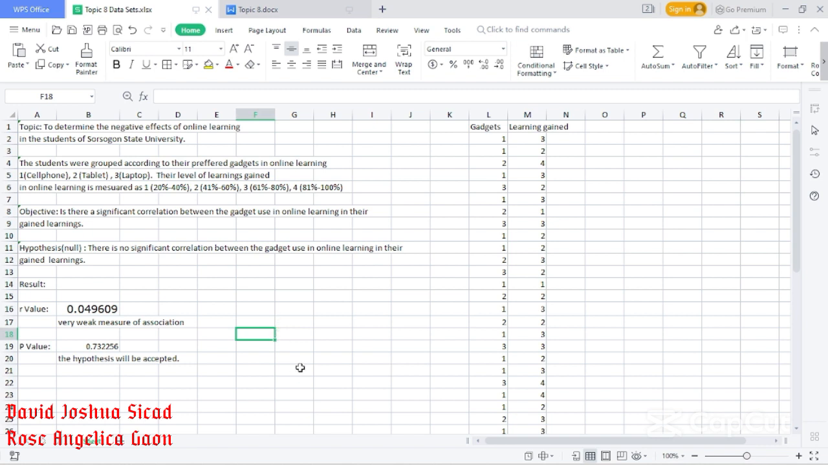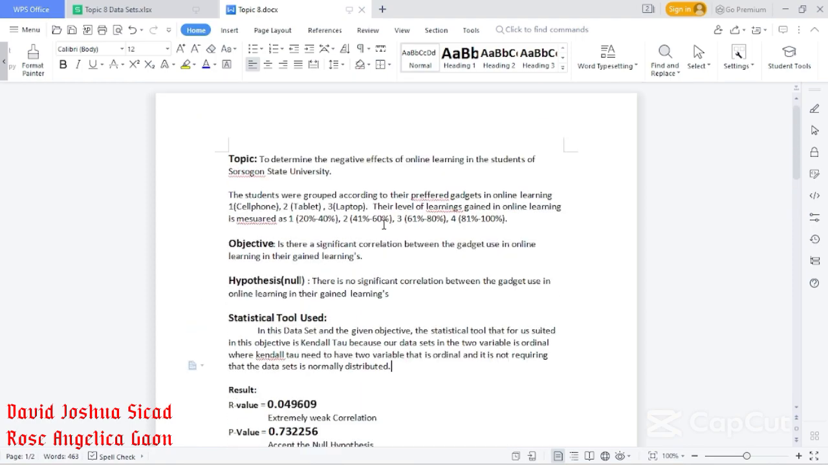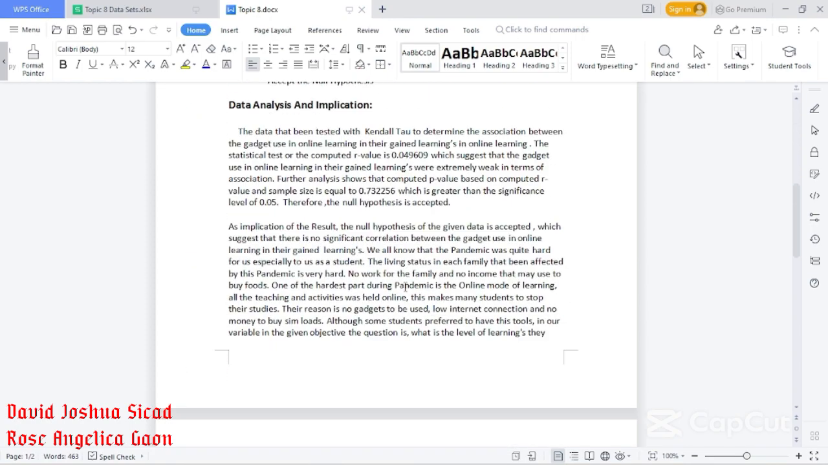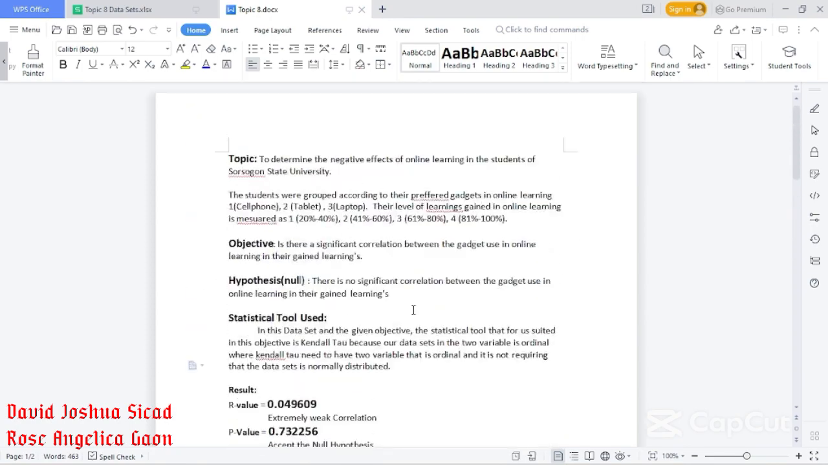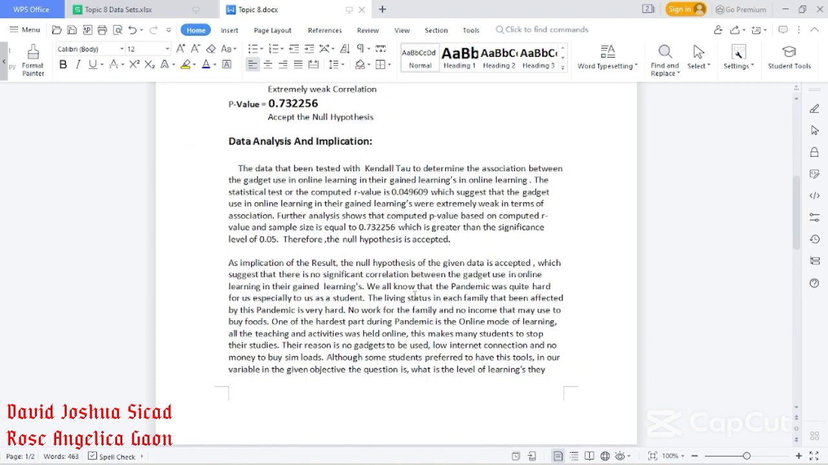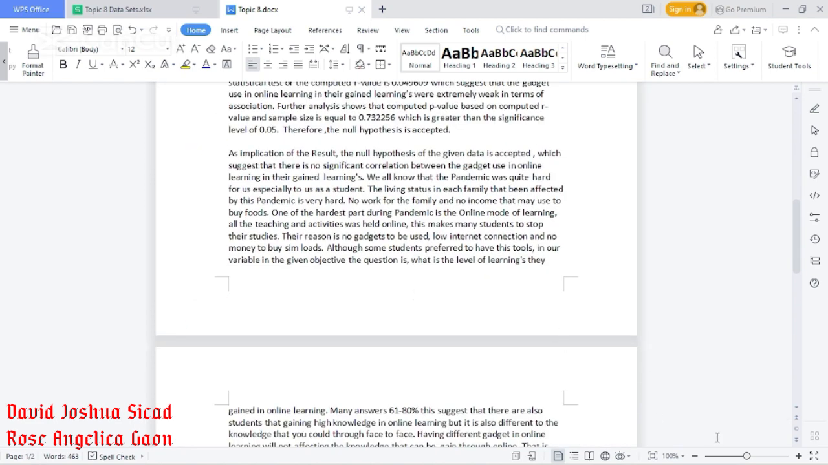So the data analysis of this result is, kinopya ko lang po ito dito sa aking Word file para mas maganda ang aking paglagay ng data analysis. So ito na po ang aking na-type na data analysis. So i-read ko na lang.